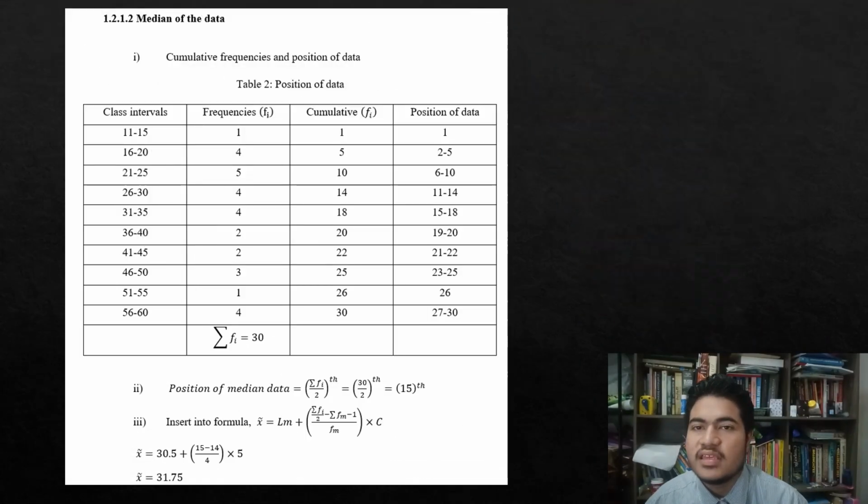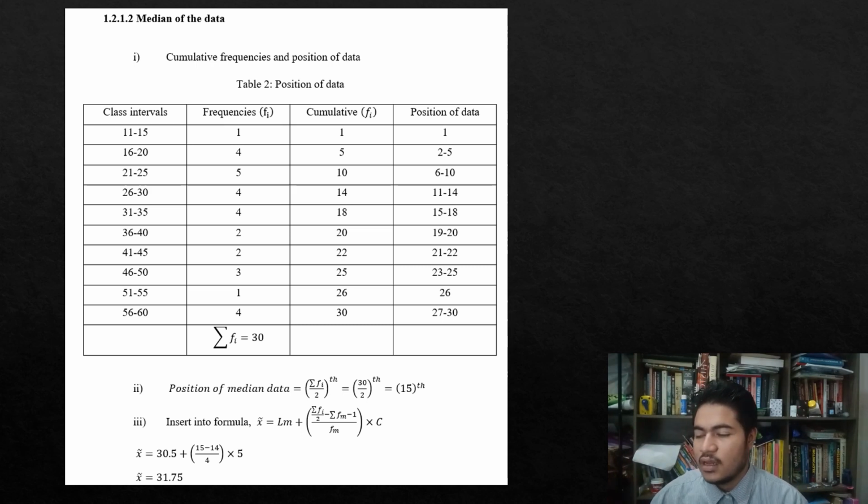So this is the median of the data, which needs the cumulative frequency and the position of the data first. In this table, we have calculated the cumulative frequency and also the position of the data. The second step is the position of the data. We use the formula of the total of the frequency divided by 2, and we substitute the value, and we get the position of 50.